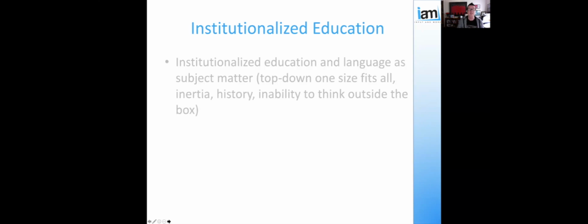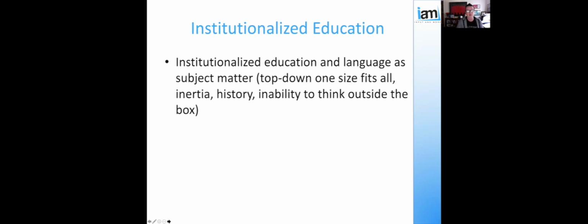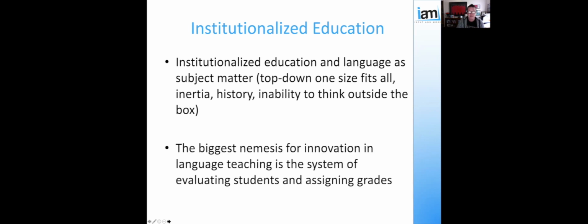Okay, so institutionalized education and language as subject matter involves a top-down, one-size-fits-all approach, which is part of inertia, history, and inability to think outside the box, right? So that's what the problem is with institutionalized education. And the biggest nemesis for innovation in language teaching is the system of evaluating students and assigning grades, right? Whenever you try to innovate, this happened to me yesterday in a talk that I gave, you've got assigned grades. So let's get to that topic.